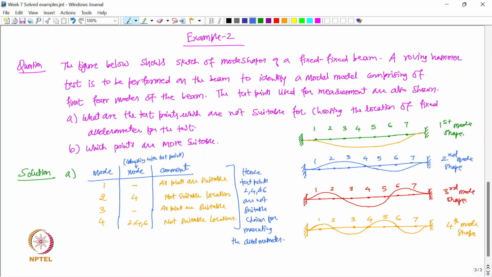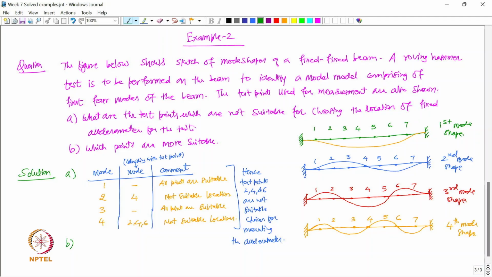Correct. So, now the next part is which points are more suitable. So, let us do that. Which points are more suitable? At all the remaining points, if you mount an accelerometer, all modes would be observable, correct.